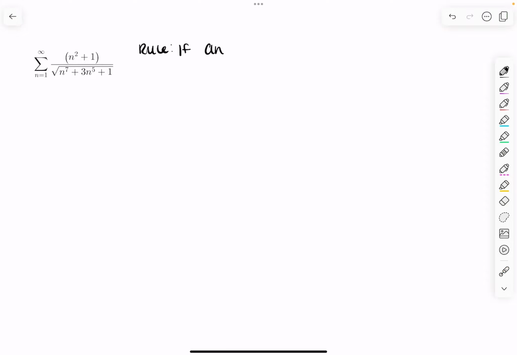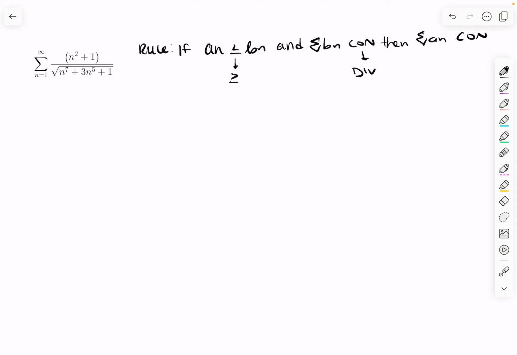So the rule is, if your sequence A of n, so this one, is less than or equal to the B of n sequence that you're going to come up with, and we'll talk about that, and the series of B of n converges, then you can say that the series you were given also converges. And then you just take the opposite sign. So greater than or equal to, this becomes diverges, this becomes diverges, and then everything else you drop down.